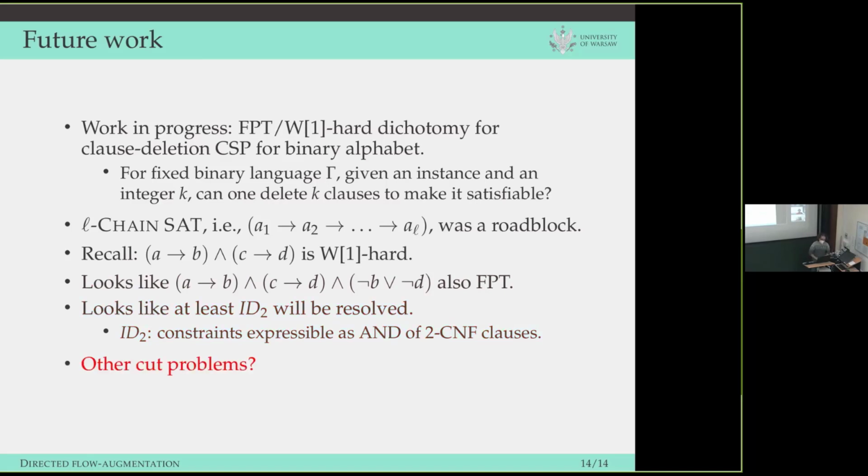So this is a work in progress, but also feel free to apply the tricks to your favorite cut problem. Of course, there are a few directly ones you may want to apply it to, and maybe something will work out there.